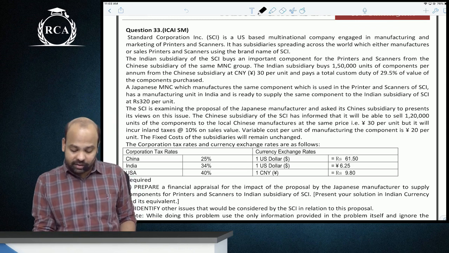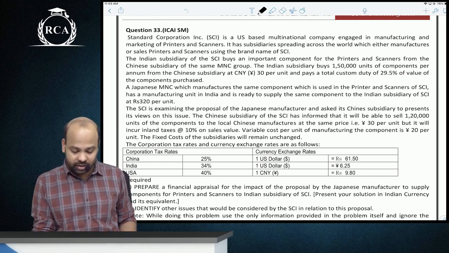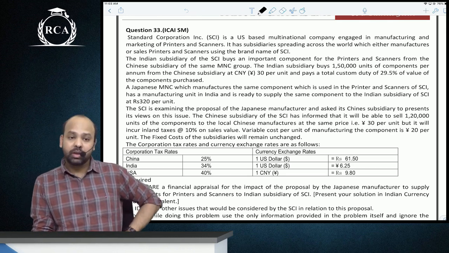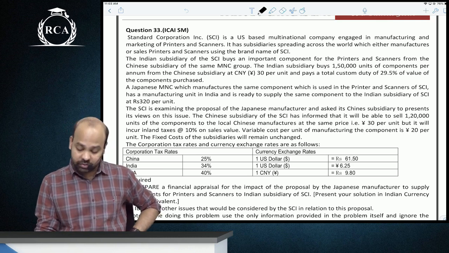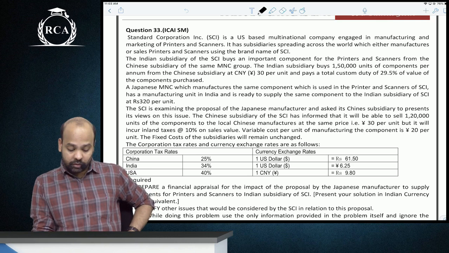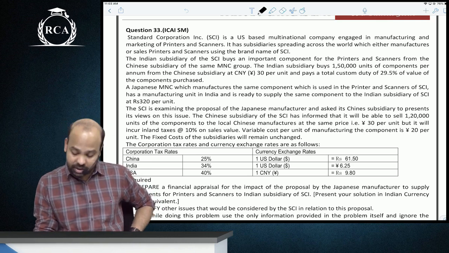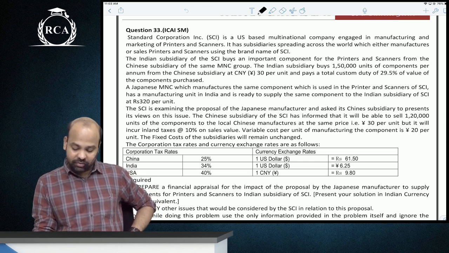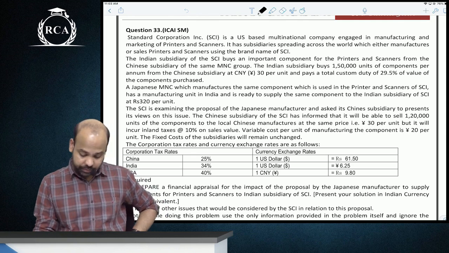SCI is examining the proposal of the Japanese manufacturer and asked its Chinese subsidiary to present its view on the issue. The Chinese subsidiary has informed that it will be able to sell 1,20,000 units of the components to local Chinese manufacturers at the same price, but it will incur inland taxes at 10% on sales value. So their effective realization, beta, would only be 27. The variable cost per unit of manufacturing the component is 20. Fixed cost will remain unchanged. These are your exchange rates and tax rates in multiple countries.